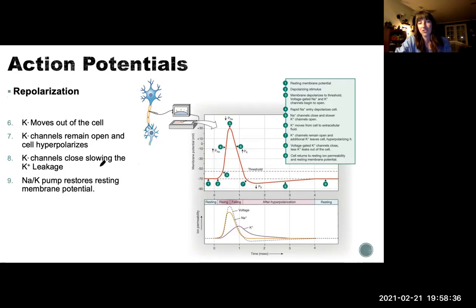Those potassium channels close slowly, and then the sodium potassium pumps get to work and start pumping that sodium out more quickly and forcefully to get back to resting membrane potential, back to polarity. We are repolarizing, okay? So the depolarization is the signal, and then we repolarize to get back to resting membrane potential so that we can get another signal.